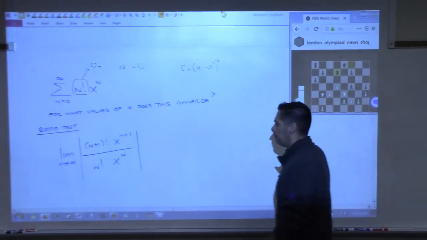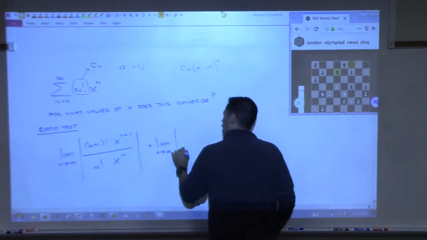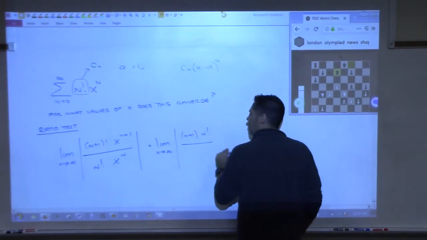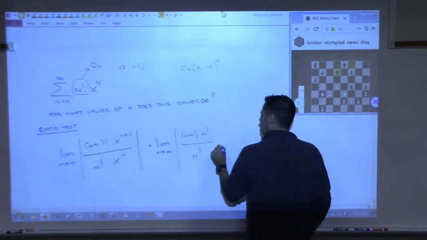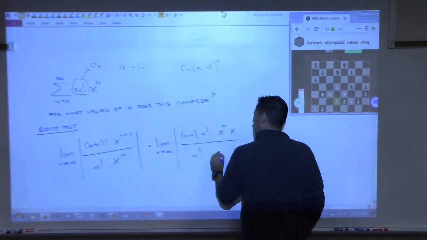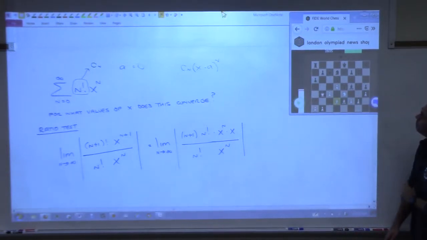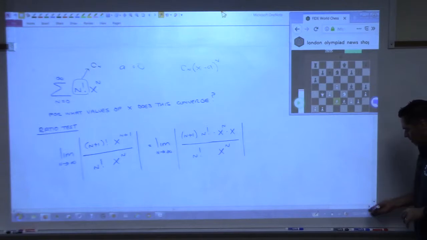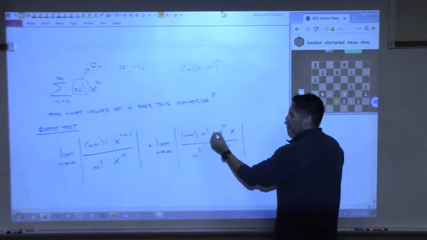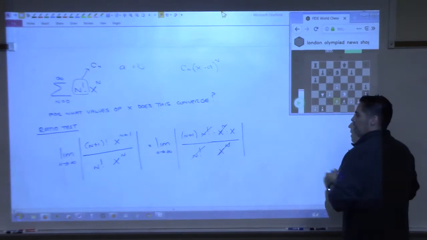Let's start cleaning up. You get n plus 1 here, and then n factorial over n factorial, and then x to the n times x over x to the n. So I'm splitting things up. Lots of stuff goes away here, right? Any questions on the breaking up of this thing? N factorial's gone, x to the n's gone. And so here's where I am.